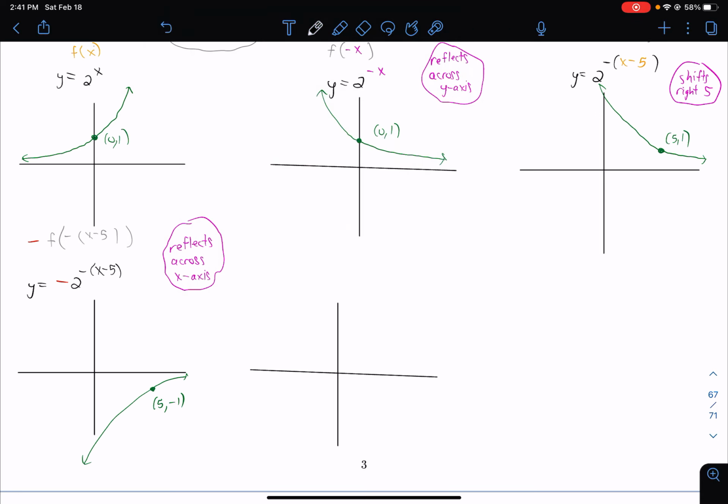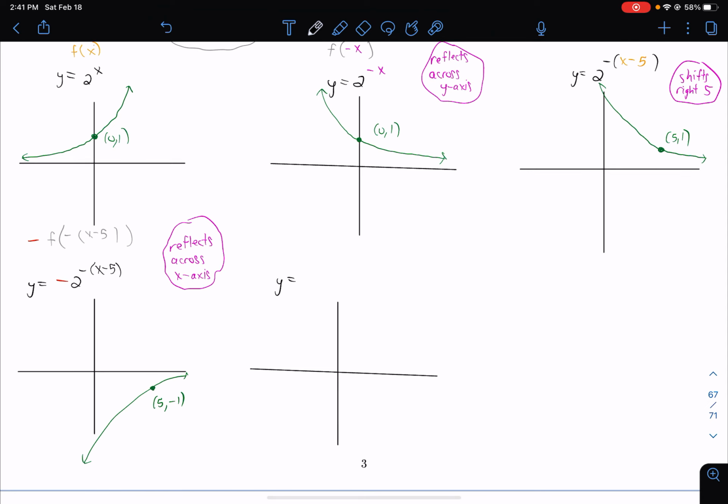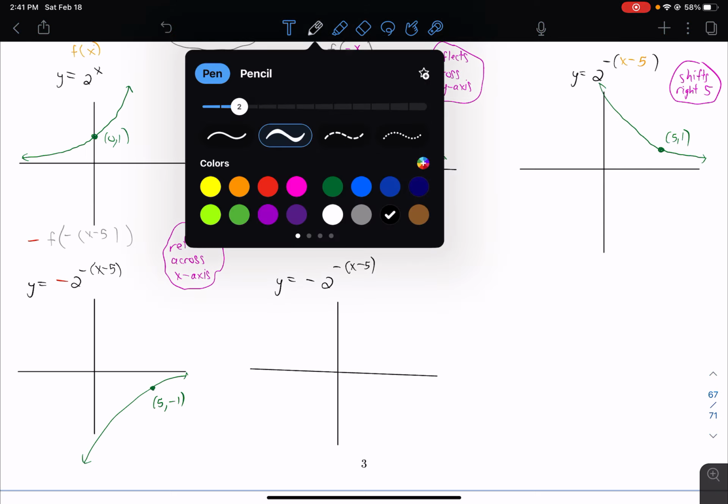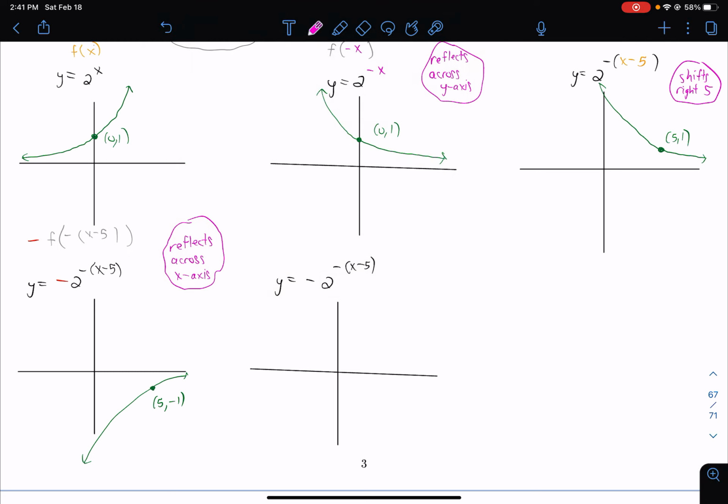So I'm going to take my equation. What do we got currently? y equals -2 to the negative parentheses x minus 5. And now at the end of that, I am going to be adding this 64. So that is a shift, and that's going to be shifting it up by 64.